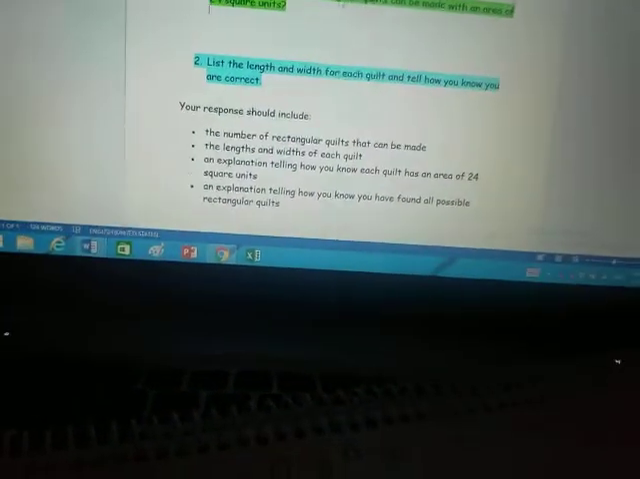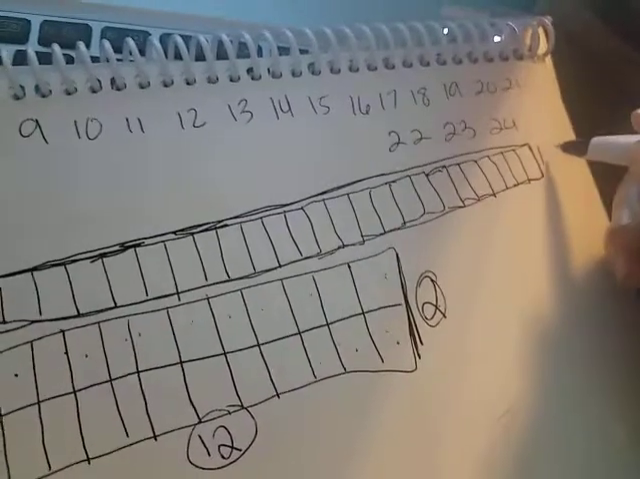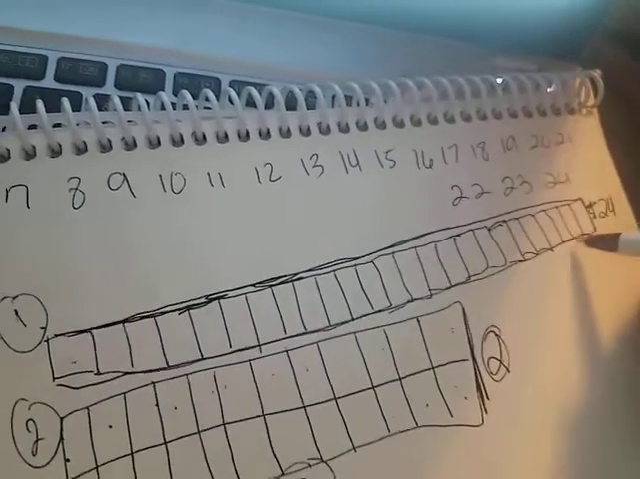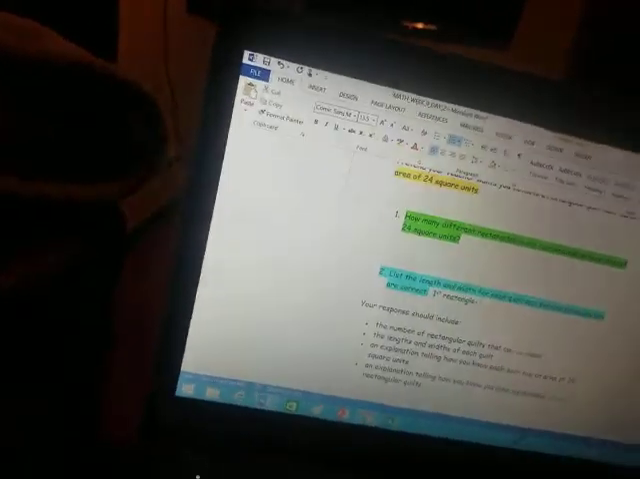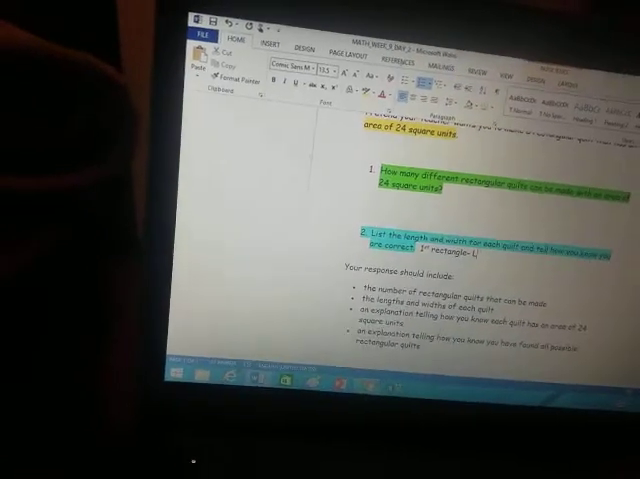So you would write the lengths for each rectangle. So this one would be 1. No, there's 24 going this way and only 1 going down. 1 times 24 is 24. So you would write on this part that the first rectangle, the length is, I'll put L for length. You can put L is 24, and then you can put width is 1.